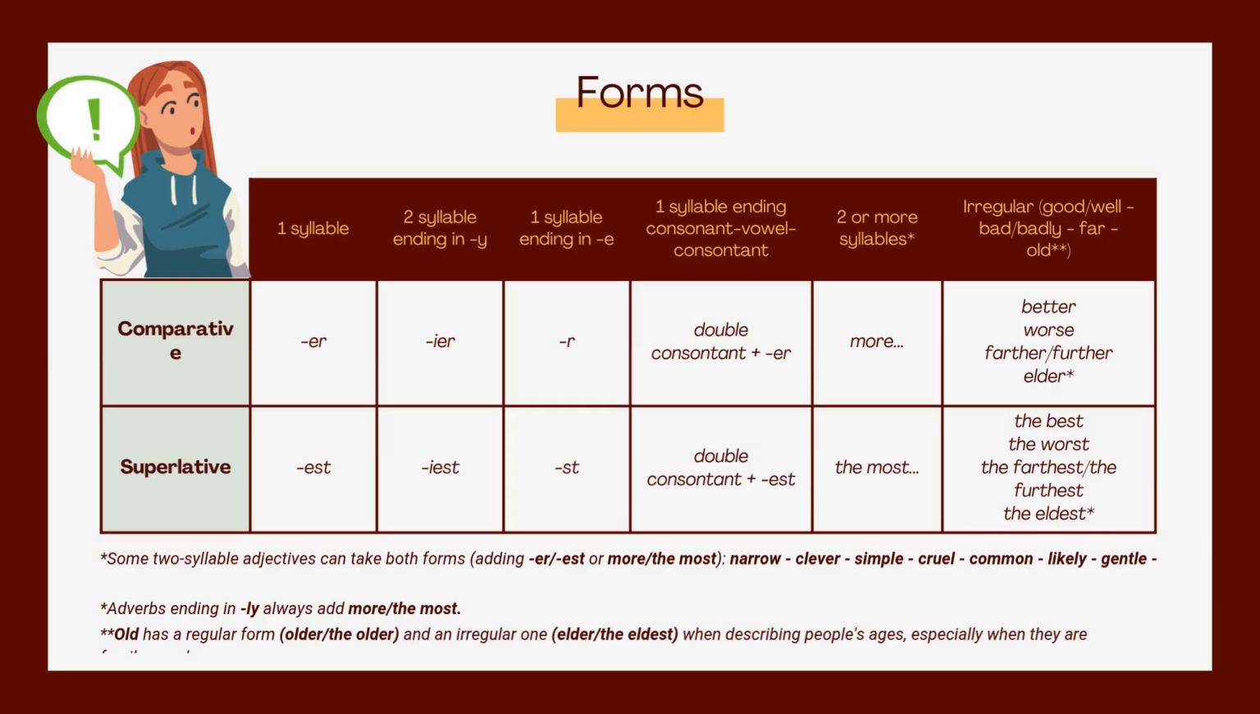Additional notes. Some two-syllable adjectives can use either -er, -est, or more, the most. The examples shown are narrow, clever, simple, cruel, common, likely, gentle. Adverbs ending in -ly always take more or the most, never -er or -est. And finally, old has both a regular form, older, the oldest, and an irregular form, elder, the eldest, when talking about people's ages, especially within families. That covers the full set of comparative and superlative forms shown in this table.